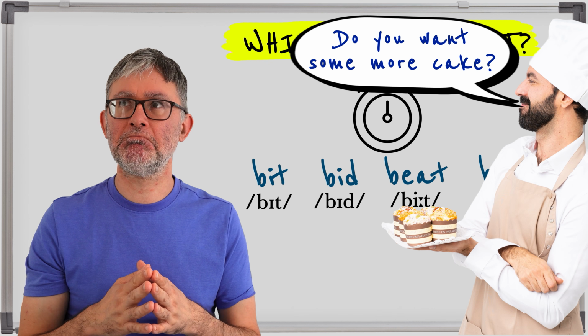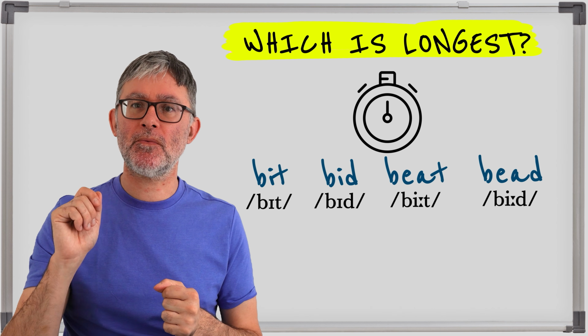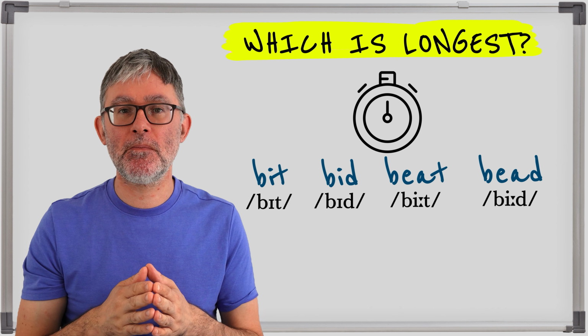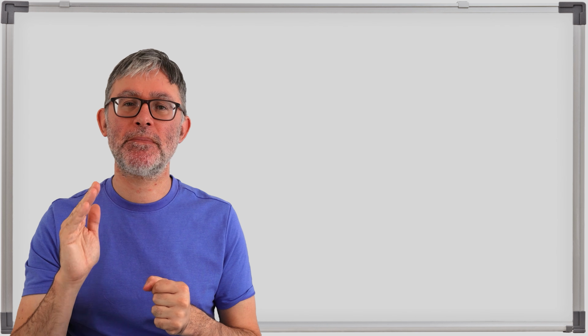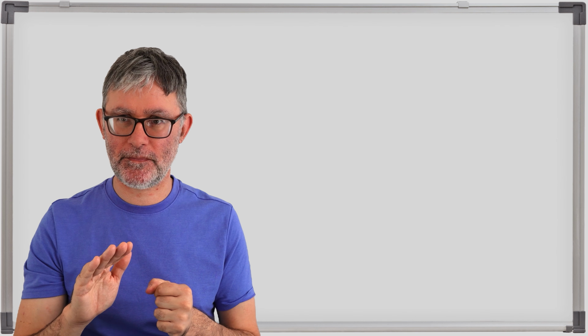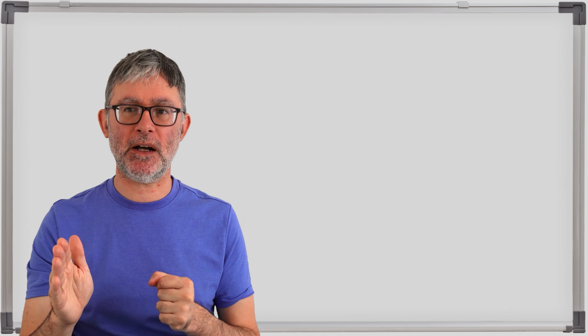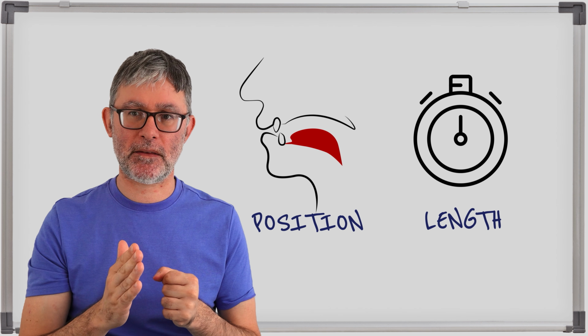Do you want some more cake? I'll have a bit. Note that when I lengthen the vowel, the position of my tongue stays the same. Bit. So the crucial aspect of a vowel is position, not length. So far, we've seen the two most important aspects of English vowels for learners of pronunciation: position and length.